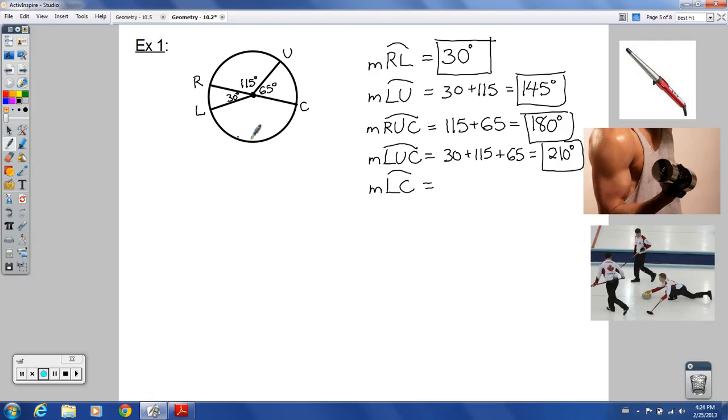And now if I think of this, the measure of LC, that's going from L to C the short way. So notice the difference here. The shorter way, 2 letters. The longer way, 3 letters.